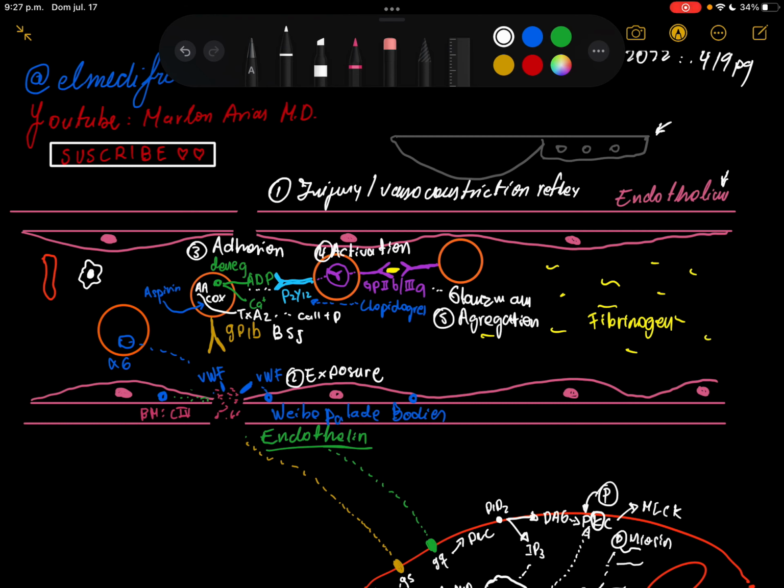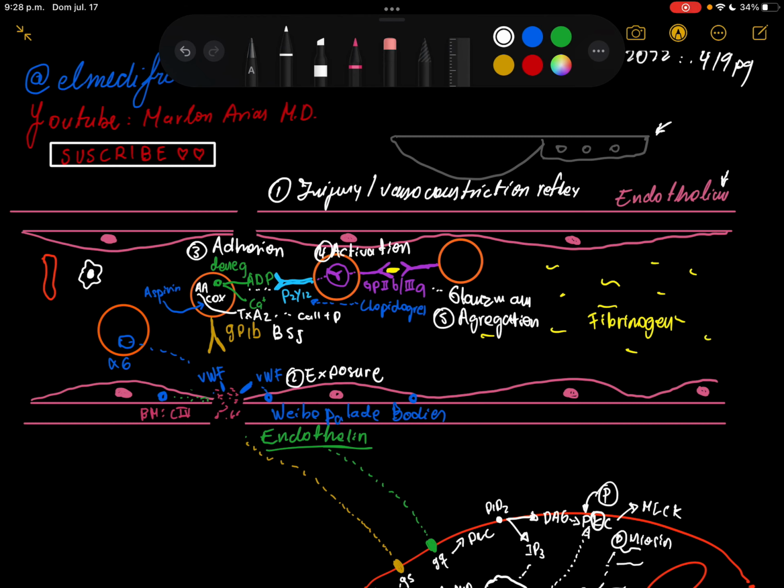stabilize this clot, and that's why we have the secondary hemostasis that we're going to call the coagulation cascade. The objective of that is to turn fibrinogen into fibrin and make the clot more stable. Okay, that's the really big vision of this pathway.